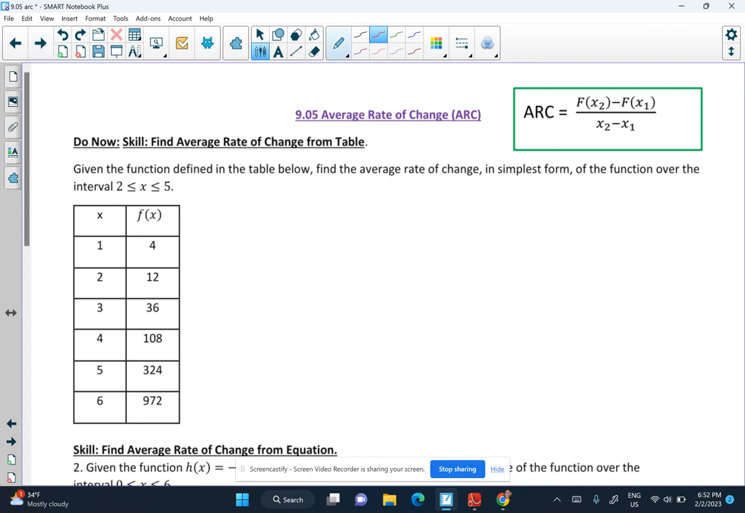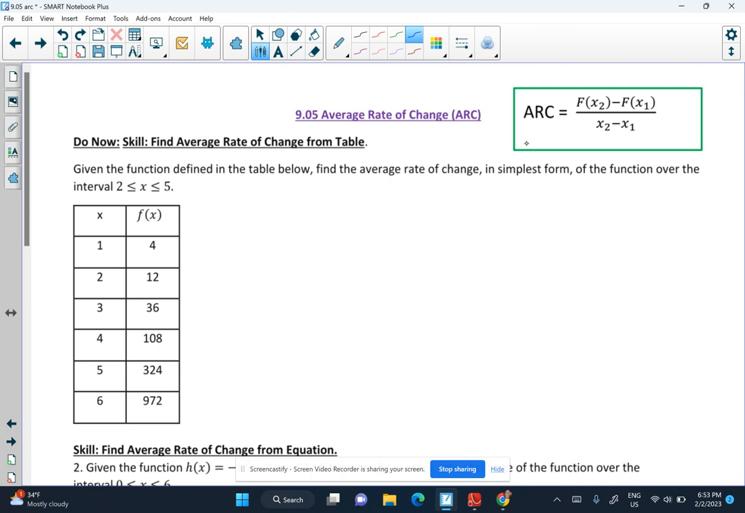So now let's do this more formally. The first skill we'll go over is actually from Algebra 1, Delta Math. Given the function defined in the table below, find the average rate of change in simplest form of the function over the interval 2 ≤ x ≤ 5.